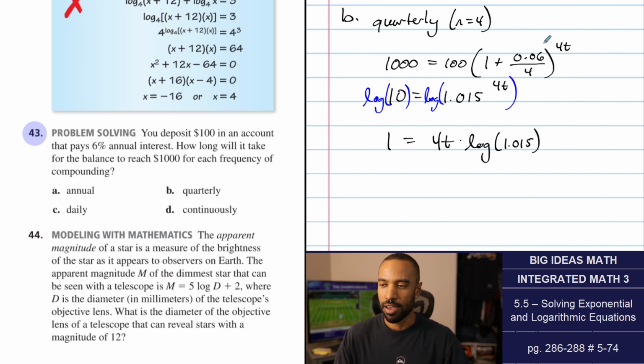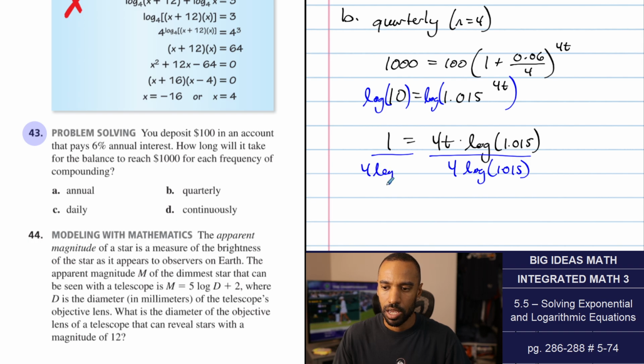I can do one final division to solve for t, but notice that it's not just going to be log of 1.015. 4 can also be a part of that division. So both of them together in the division is going to look like that, a little bit different.